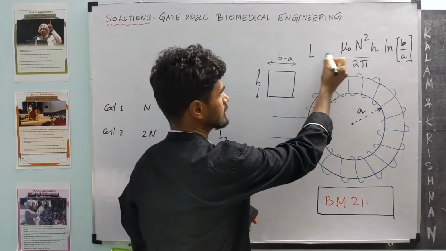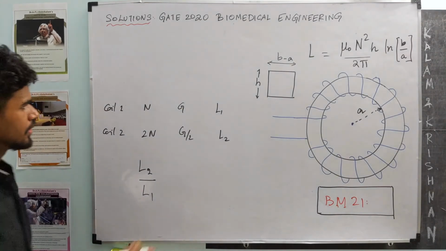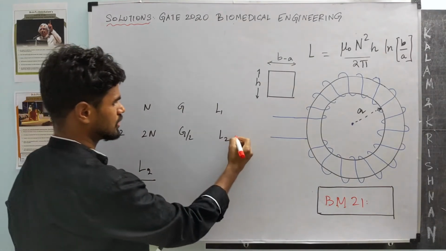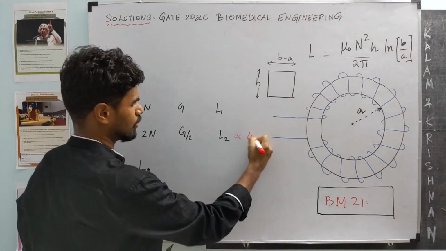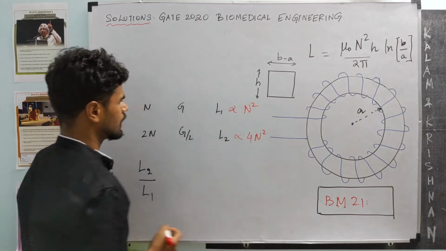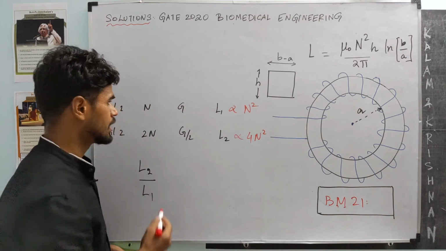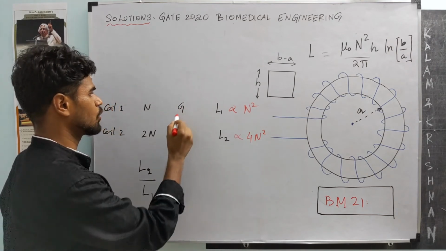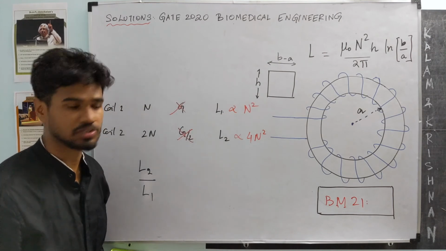Given this, we notice this is proportional to n square. So in this case, it's 4n square. And this is proportional to n square. And should gauge of wire matter? Gauge of wire is the diameter of wire. Actually, it doesn't show up in this inductance. It doesn't show up at all.